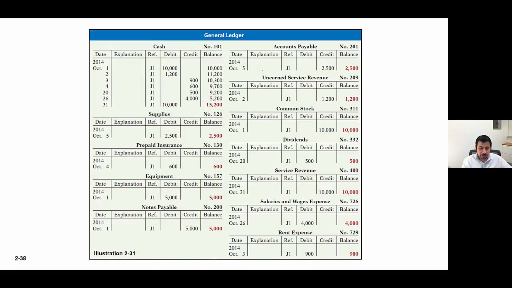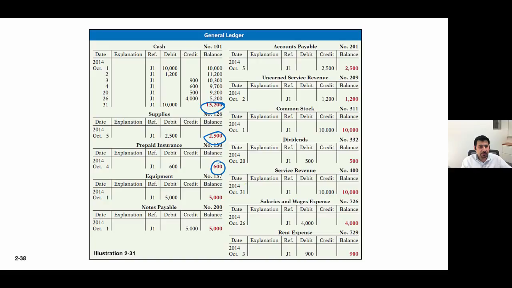And then this is how it looks on the general ledger. Remember, the journal entries deal with transactions. The ledger is basically the group of accounts, so it deals with individual accounts. At this point, we have the changes to each account, cash, etc. And this is the ending balance for cash, ending balance for supplies, etc. This information is used later on to prepare the trial balance.